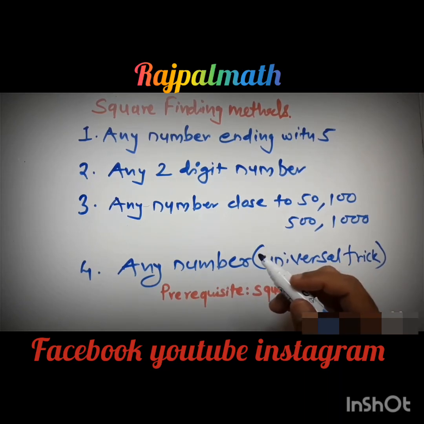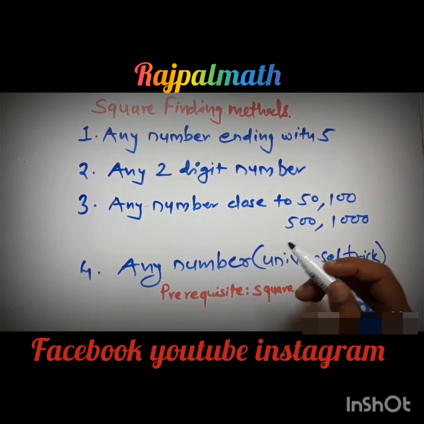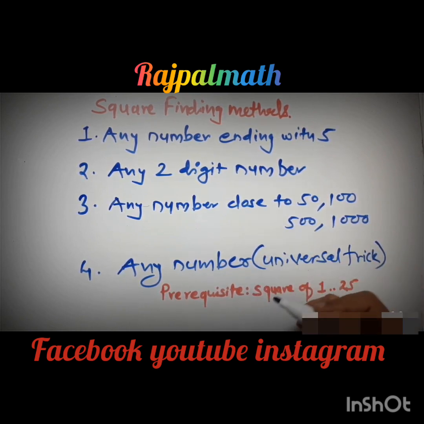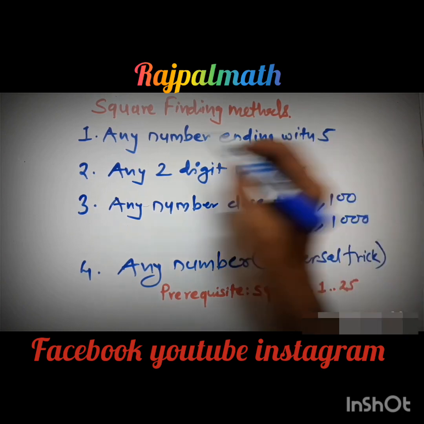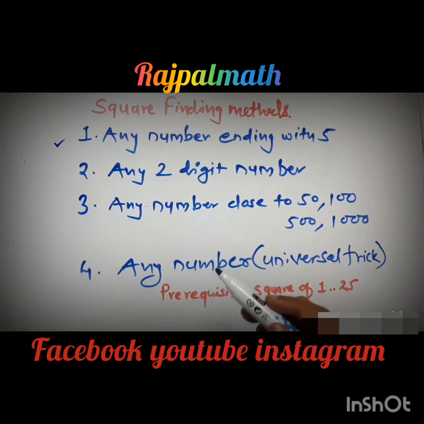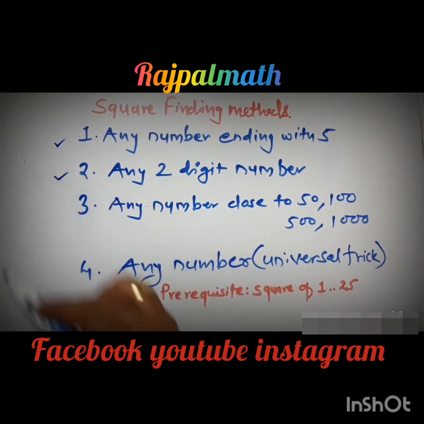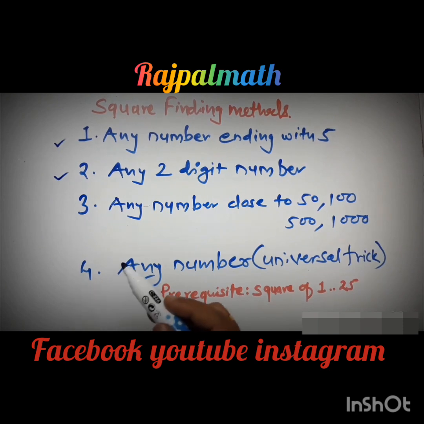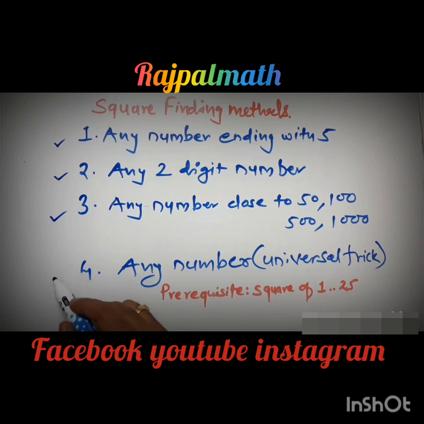So friends, we are going to divide our square finding methods into four major methods. First, you can find the square of any number that ends with 5. With the second method, you can find out the square of any two-digit number. With the third method, for numbers which are close to 50, 100, 500, 1000, you can find the square of such numbers. And with the fourth method, you can find out the square of any number, any damn number. I call it a universal trick.